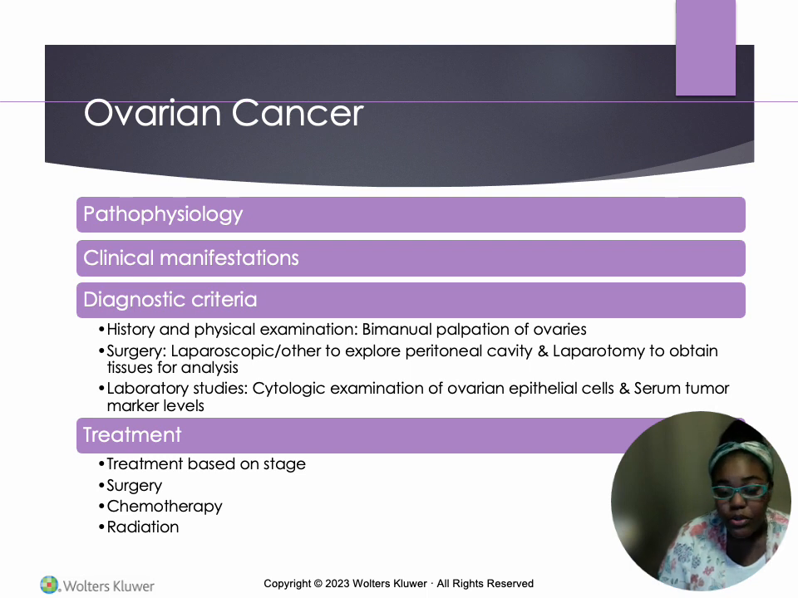As far as your laboratory studies, they may do cytological examination, and that's just looking at the epithelial cells, particularly in the ovaries, in order to determine what's going on, or if there's different tumors that are located within those ovarian cells. And they'll also do serum tumor marker levels.